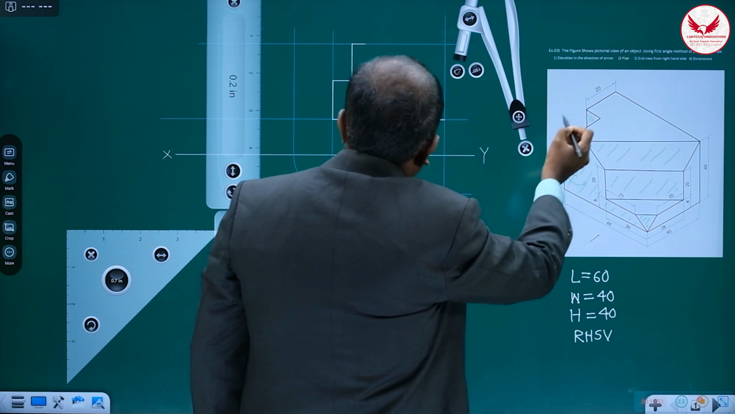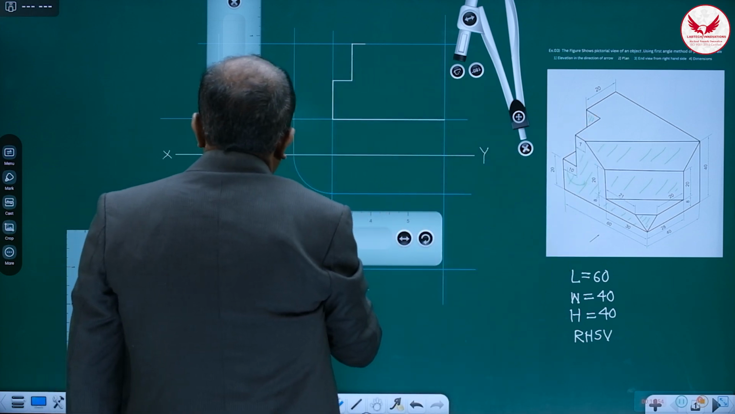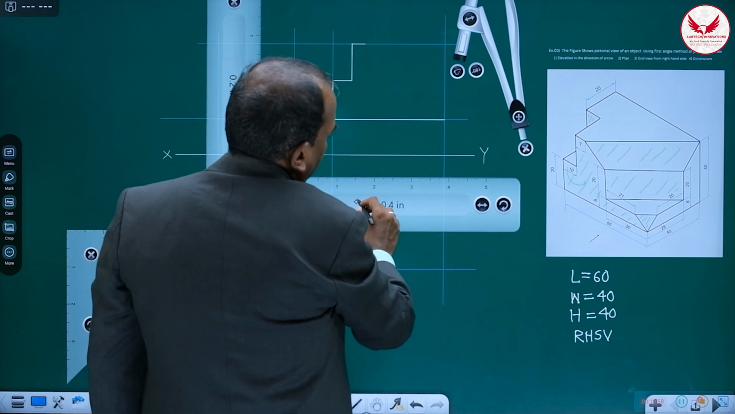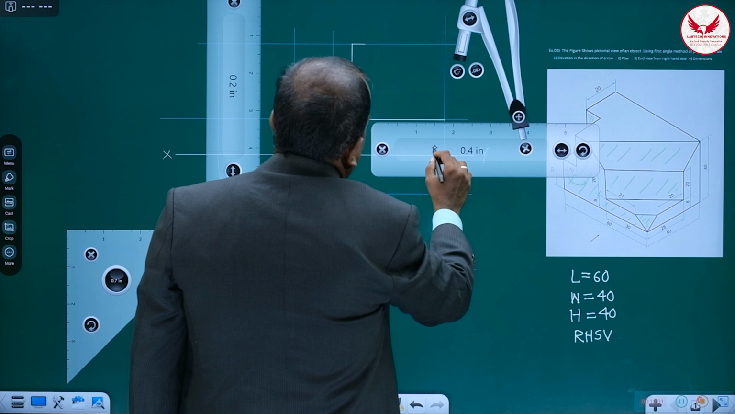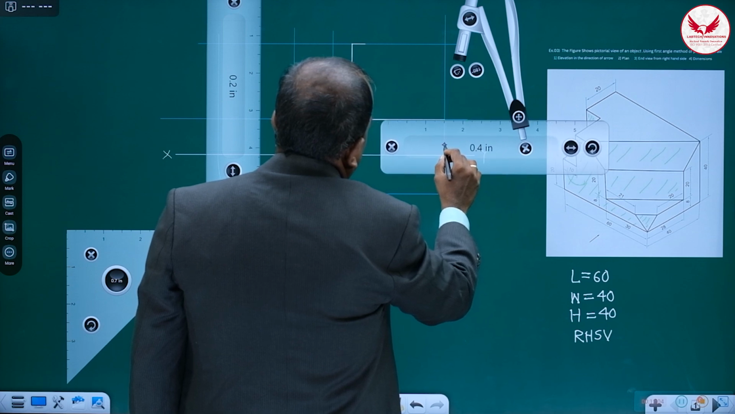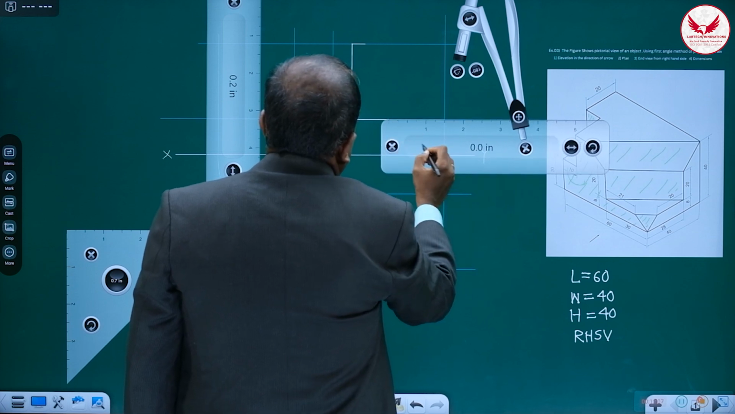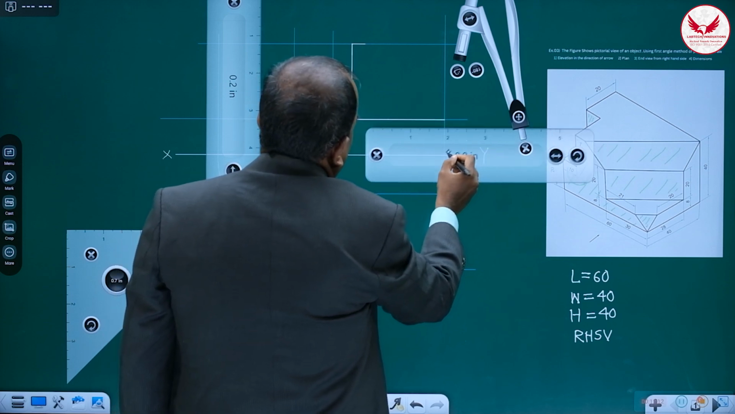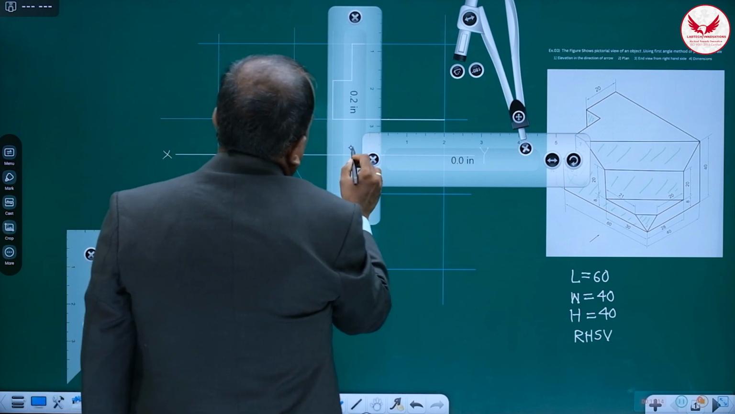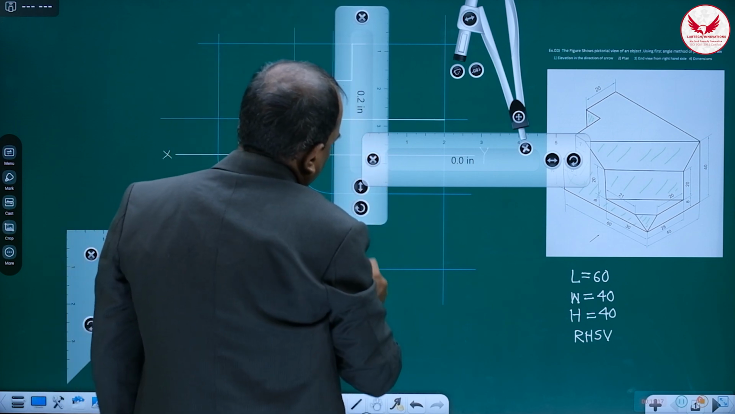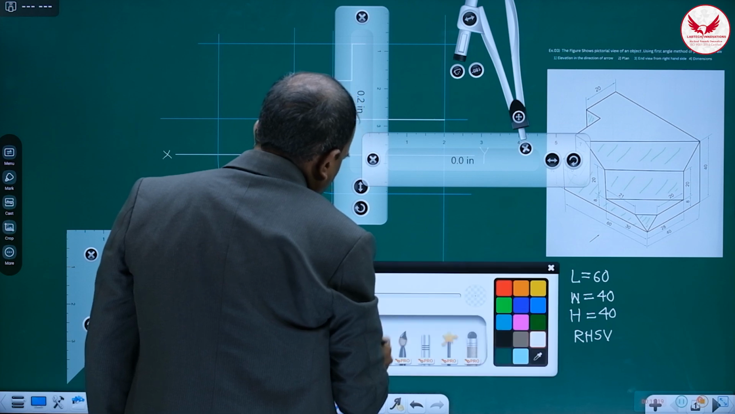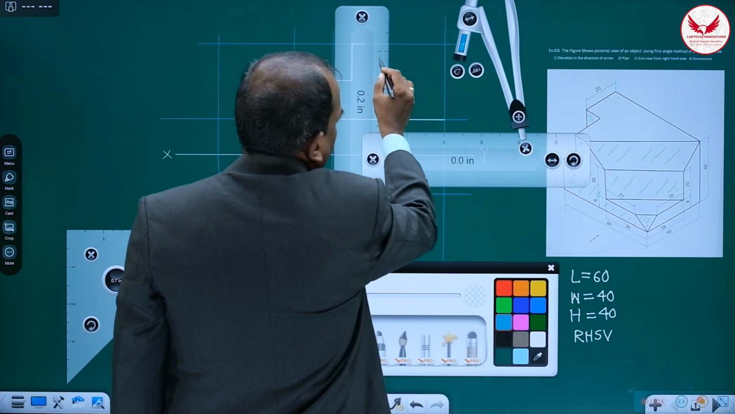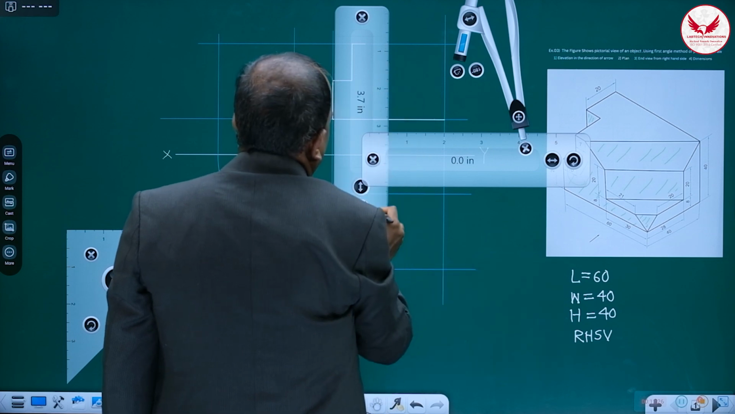Then after that, what you have to do, if you see it neatly, it is 30, and this edge is vertical. After this 30 mm, I'll suggest you mark a light vertical line, and that line will later be useful in the top view also. So you can mark this light vertical line.